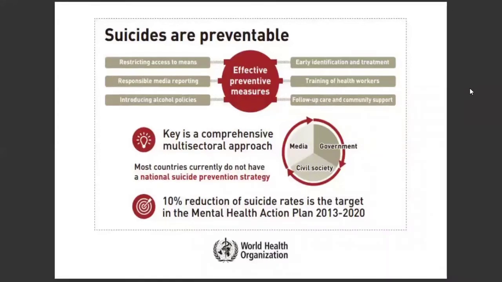Suicides are preventable, and there are effective preventive measures that we can implement. First is restricting access to means, responsible media reporting, introducing alcohol policies, early identification and treatment, training of health workers, and follow-up care and community support. Key is a comprehensive multi-sectoral approach, which means that the media, government, and civil society should work hand in hand in order to create goals that will help prevent suicide. Most countries currently do not have a national suicide prevention strategy. According to the World Health Organization, a 10% reduction of suicide rates is the target in the Mental Health Action Plan from 2013 to 2020.